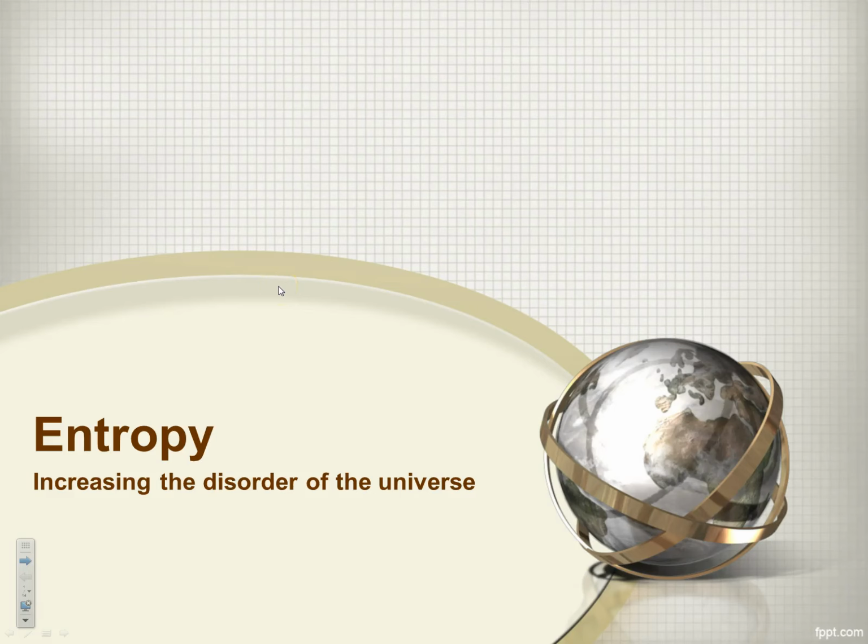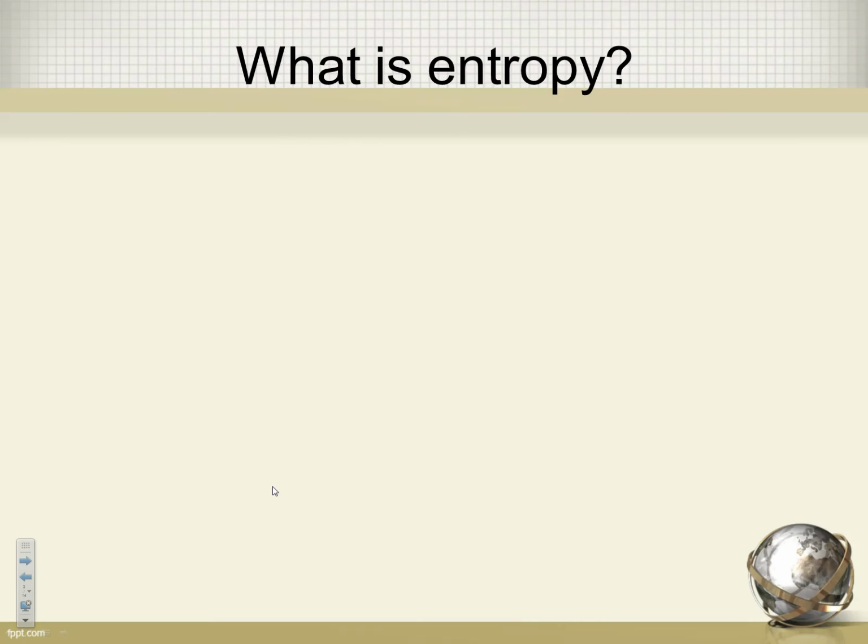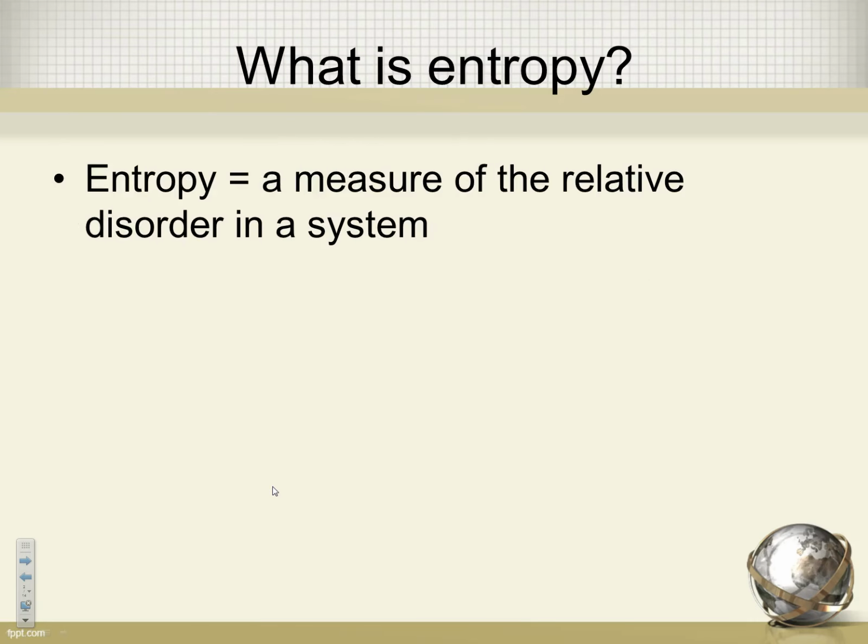Okay, this is going to be the set of notes on entropy, which we just introduced here today. You can see here that it has to do with the disorder of things in the universe. So the first question we ask is, what is entropy? It's another one of those nonsense science words that we're introducing this unit. And you can see here, it's a relative measure of the disorder within a system.